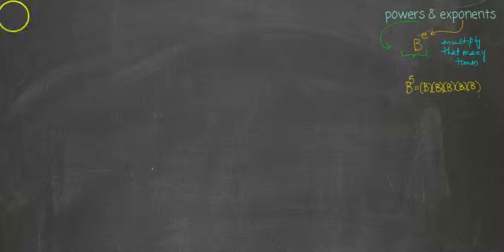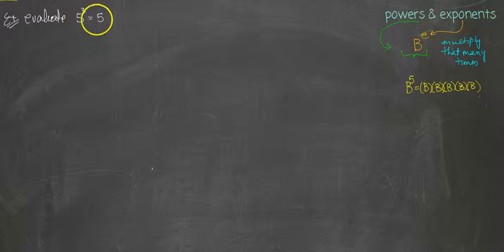So let's do some examples that involve real numbers, making it clearer what we're talking about. Let's evaluate 5 cubed. 5 cubed means multiply 5 by itself 3 times. So let's break it down. We'll do the first two. 5 times 5 is 25 times another 5. But 25 times 5 is 125. So 5 cubed equals 125. Well, let's do another one.